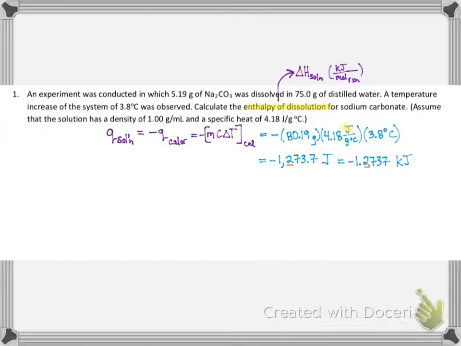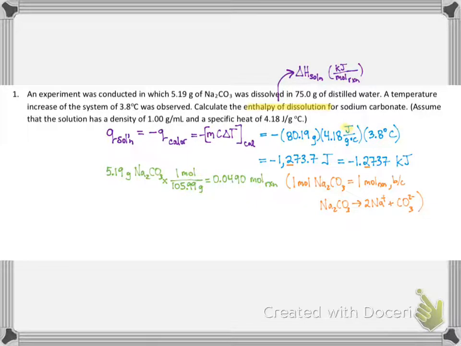Okay, got my kilojoules, but now I need to find my moles of reaction. Luckily, when you're dissolving a salt, for salt dissolution, there's always just one formula unit of the salt. So the moles of your salt are the moles of reaction. So we just need to convert our grams of sodium carbonate to moles of sodium carbonate. So you're basically just dividing by the molar mass.